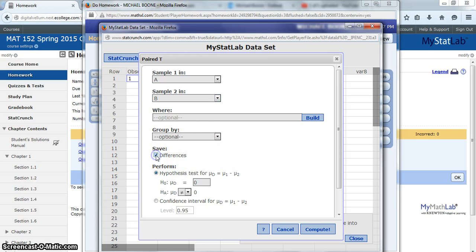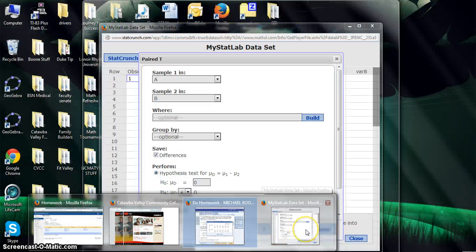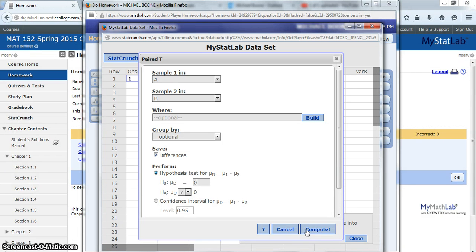I could save the differences. That's what I'm looking for. The differences between each round in the measuring devices. How far are they off? We said equal 0 and not equal 0. So this is consistent with what my MyMathLab is saying. So sample 1 is A, sample 2 is B. Again, I'm going to tell you it is important to make sure that we are saying A is the first one, B is the second one, especially when it comes to greater than or less than. I think we are good there, and we are going to compute.